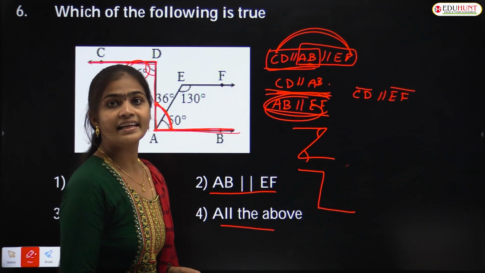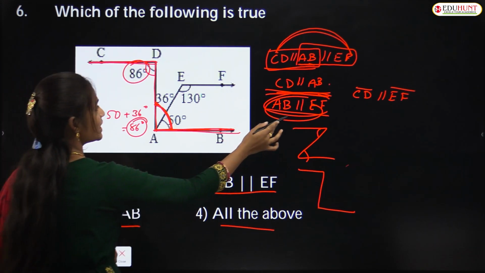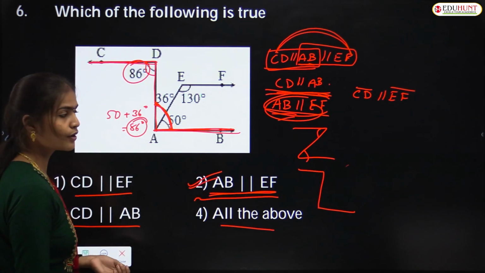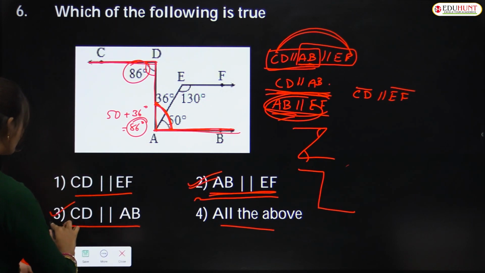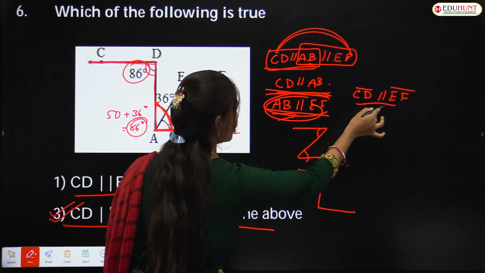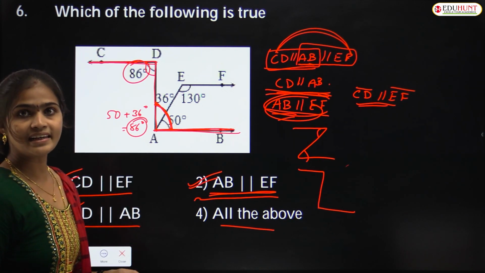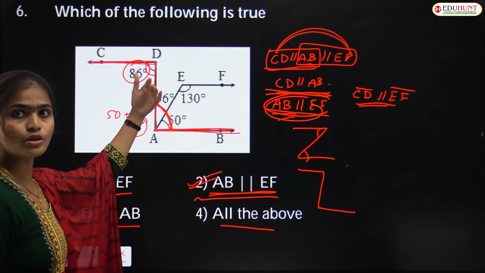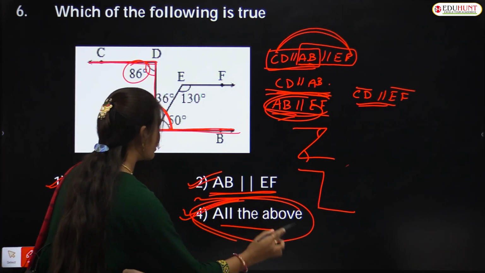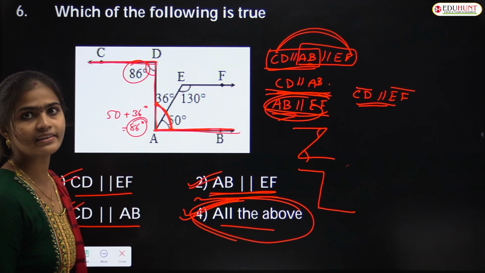Okay, so we got three conditions, no? Are those three conditions there in the options or not? See here. First, we got that AB is parallel to EF. So this is true. Next, CD is parallel to AB, we got that second condition also. Next, the third condition we got is CD is parallel to EF. So all three conditions are true from the given diagram. So what is the correct answer here? All of the above. The answer is all of the above because all three conditions are satisfied here. Okay.